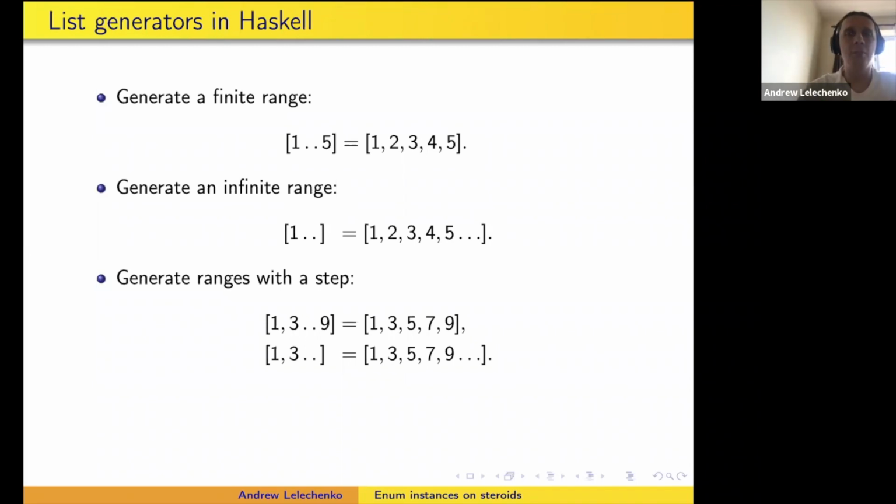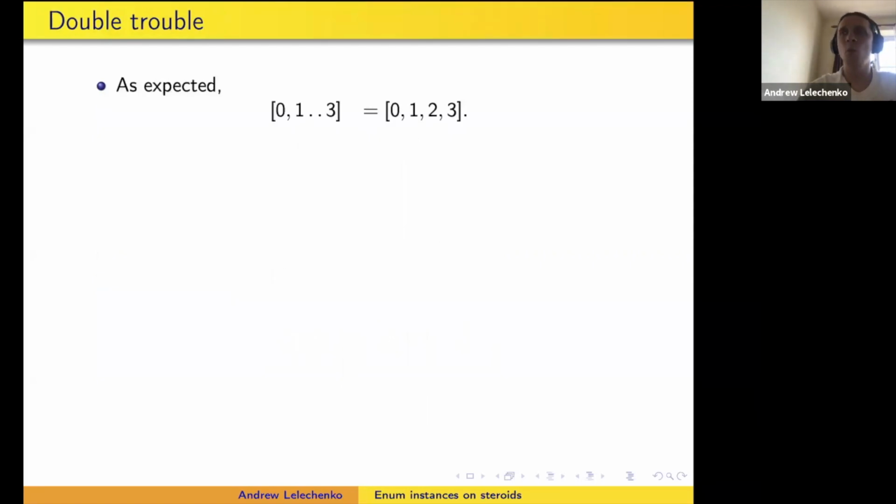However, there are some. Once we leave our safe haven of integers and for some reason work with doubles, there are some issues. If you want to generate a list of doubles between 0 and 3 with the step 1, you can write [0, 1 .. 3], and it will produce a list 0, 1, 2, 3 as expected, both for integers and for doubles.